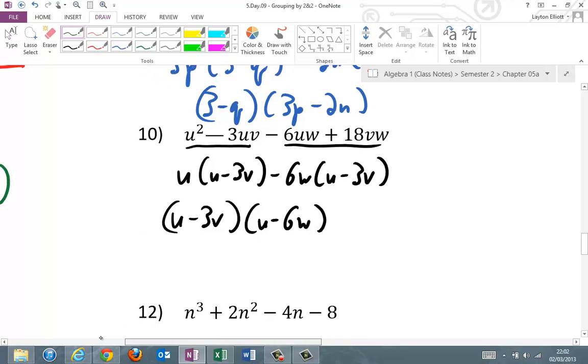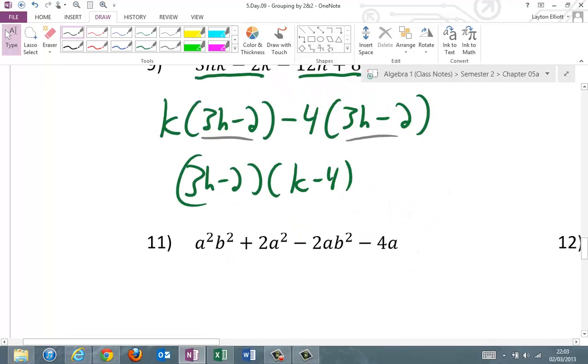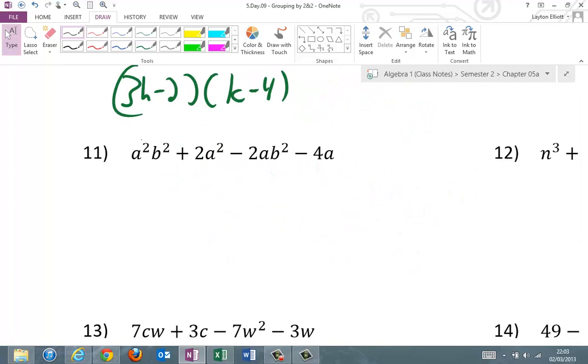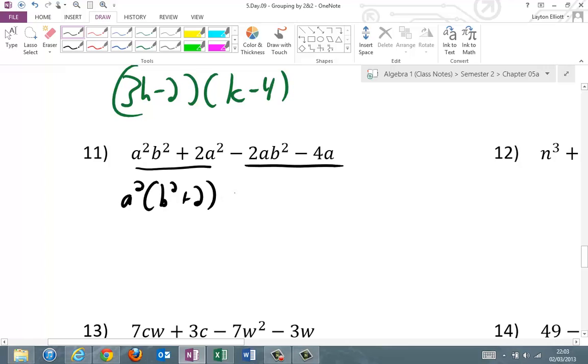Moving on, let's go to number 11. If I look at the way this is done, my first 2, I got a minus, so let's do an underline. Let's go underline, underline. I have an a squared and a b squared plus 2. And then I have a negative 2a, and I'm left behind with a b squared plus 2.